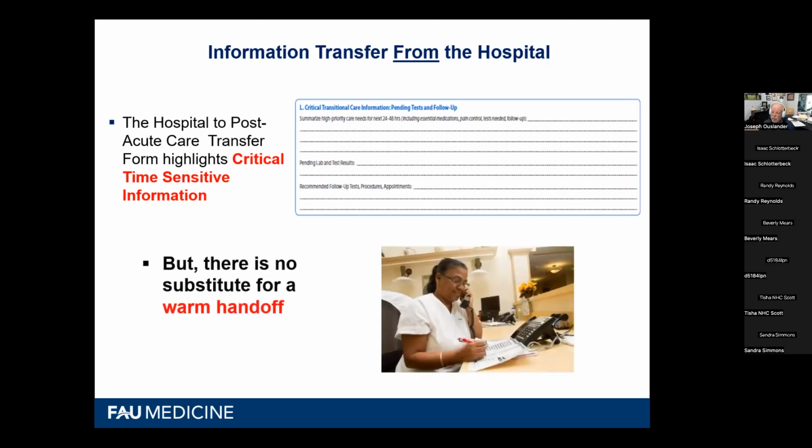There's no substitute for talking to someone. It's very, very important. Sometimes it's hard to get in touch with each other. But there are secure communication systems that can be utilized to give a warm handoff, a person-to-person handoff.